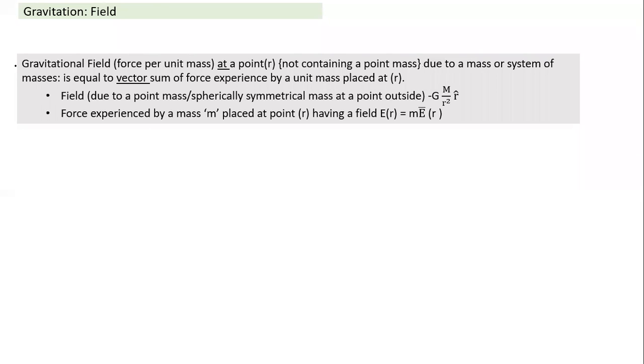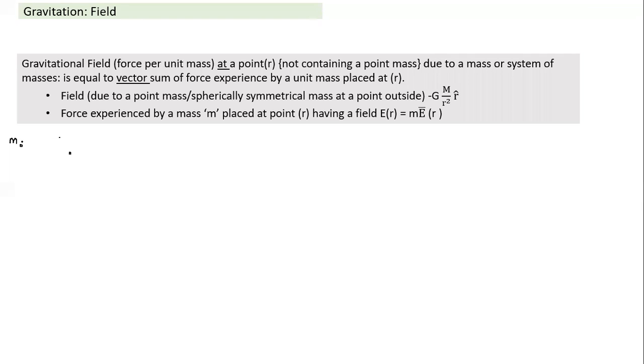And what is gravitational field? Gravitational field is similar to electrostatics. In electrostatics, any point charge creates an electrostatic field at all points in space. In a similar way, any point mass also creates a gravitational field at all points in space. So what is gravitational field? It is force per unit mass. We can define gravitational field at all points, the only thing being that the point itself should not contain a point mass. So the gravitational field at a point not containing a point mass, due to a point mass or system of masses, is equal to the vector sum of the force experienced by a unit mass placed at that point.